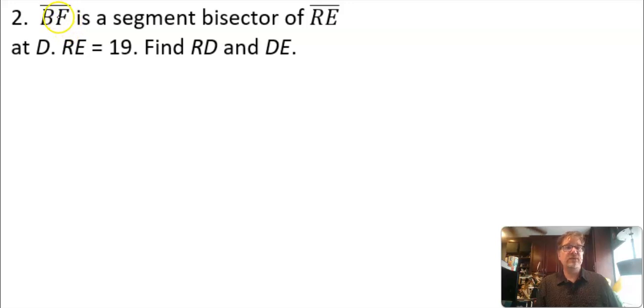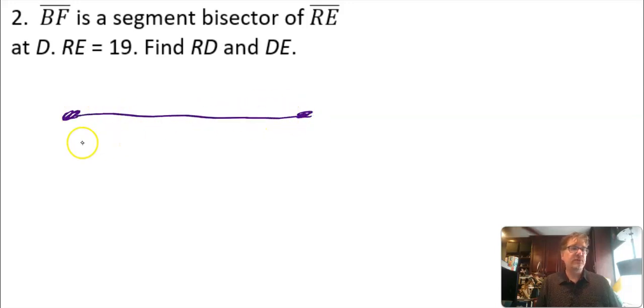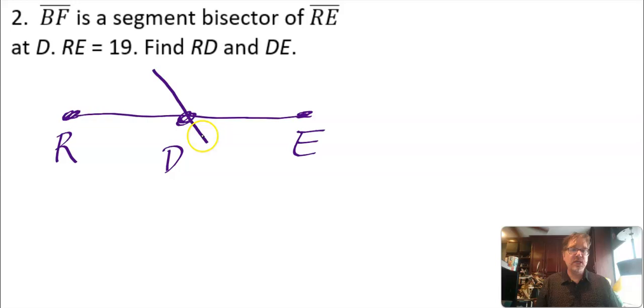All right, so let's take a look at this one. We were told segment BF is a segment bisector of RE. This means RE gets cut in half. So let's draw this out. Here's segment RE. D is where they are going to intersect. And then segment BF comes between them. So RE is the segment that gets cut in half.